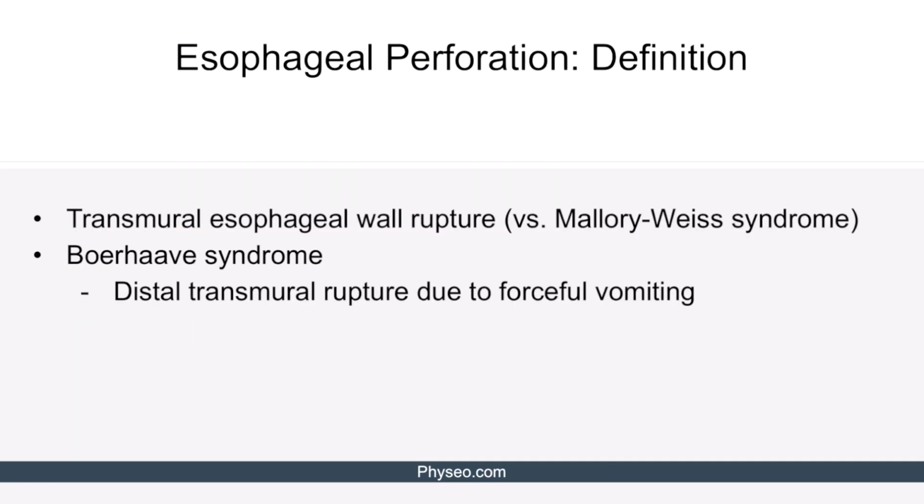Esophageal perforation is the transmural esophageal wall rupture. In other words, all layers of the esophageal wall are torn and there is communication between esophageal lumen and mediastinum. This is in contrast to Mallory-Weiss syndrome, which results in only mucosal lacerations at the gastroesophageal junction. Boerhaave syndrome is a special type of esophageal perforation characterized by distal transmural rupture due to forceful vomiting.